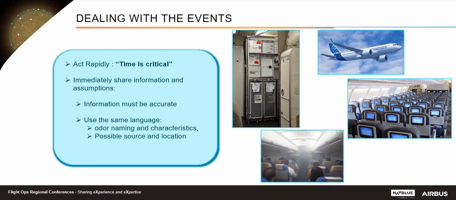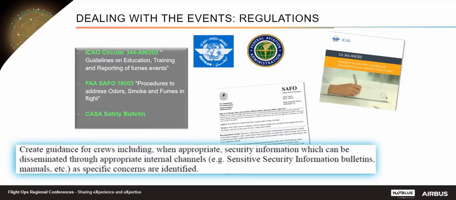Because of all that, we recommend at Airbus that the flight crew and the cabin crew are trained for that. This recommendation is also supported by the ICAO with that circular about guidelines on education, training and reporting of fume events, and also supported by this SAFO that requests to create specific guidance for the flight crew and the cabin crew to manage fume with odors.